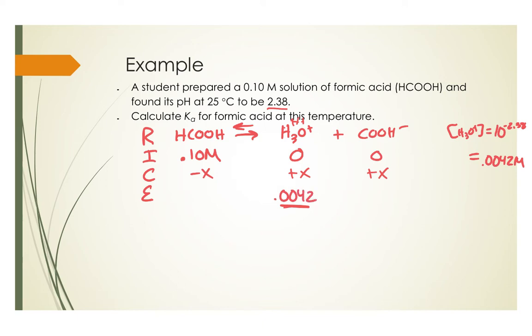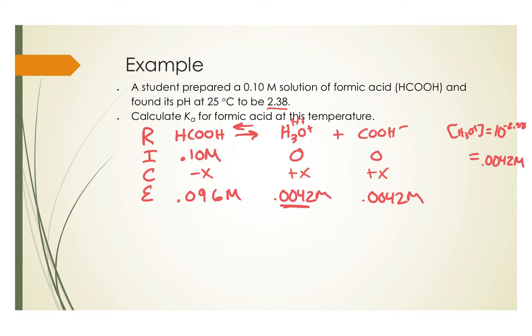I'm going to put that in there, 0.0042 molar. Since this is plus X, and it started at 0, this also has to be 0.0042 molar. And that means over here we are subtracting 0.10 minus 0.0042, and that gives me 0.096 molar. All right, so we got that going on.